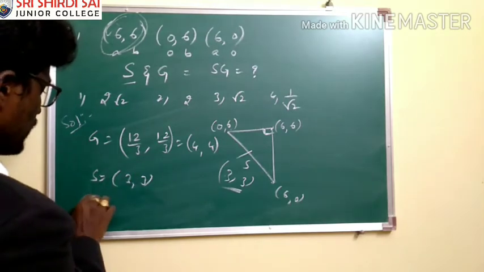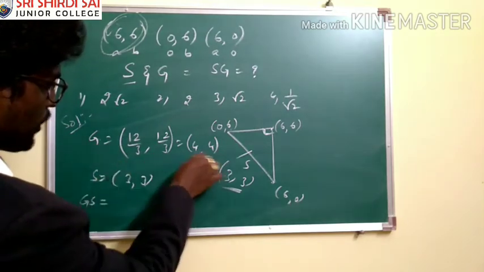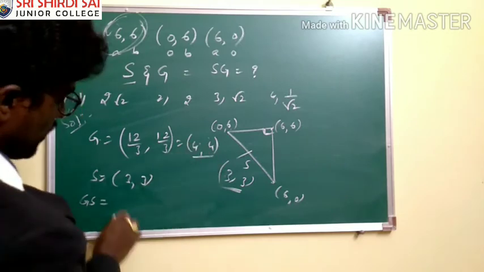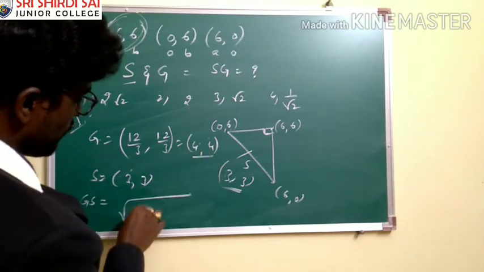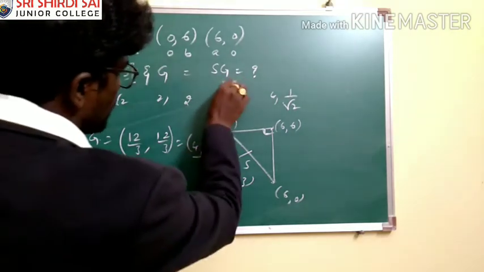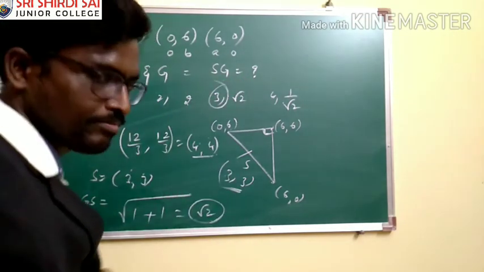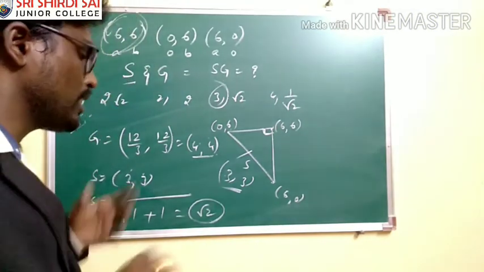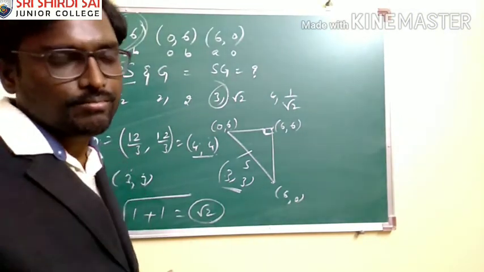Now we are asked to calculate GS, meaning the distance between these 2 points, 4, 4 and 3, 3. Calculate (4 minus 3) whole square, 1, plus (4 minus 3) whole square, 1, which will give you root 2. So which is the suitable option here? Root 2. See, all these questions we are doing only with logical thinking. Hope you are getting it.